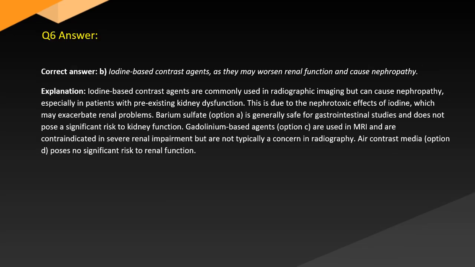Answer. Correct answer, B. Iodine-based contrast agents, as they may worsen renal function and cause nephropathy. Explanation. Iodine-based contrast agents are commonly used in radiographic imaging but can cause nephropathy, especially in patients with pre-existing kidney dysfunction. This is due to the nephrotoxic effects of iodine, which may exacerbate renal problems. Barium sulfate, option A, is generally safe for gastrointestinal studies and does not pose a significant risk to kidney function. Gadolinium-based agents, option C, are used in MRI and are contraindicated in severe renal impairment, but are not typically a concern in radiography. Air contrast media, option D, poses no significant risk to renal function.